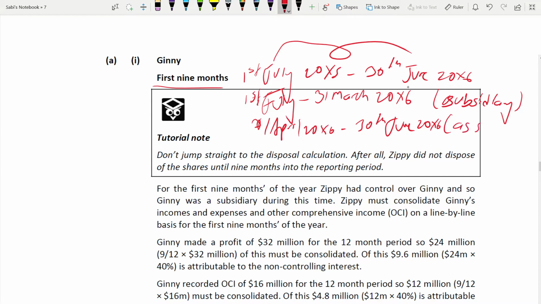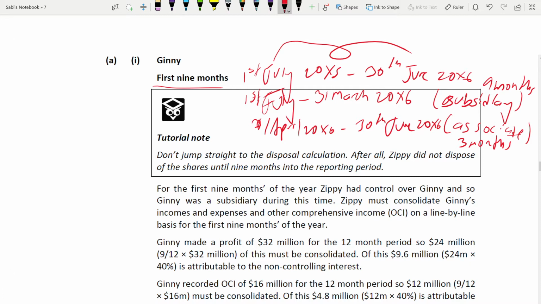If you're not understanding in one go, then you better separate it out like this and write it in parts. So April, May, June, 3 months. So the first 9 months, subsidiary, and 3 months associate. The last 3 months he has been an associate.